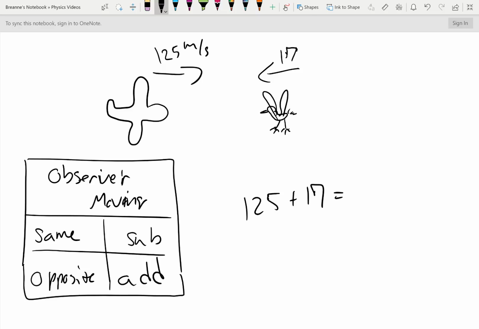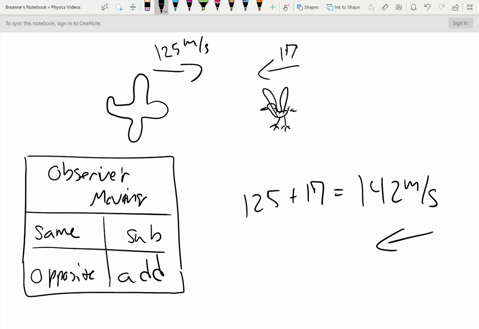So it'd be 120 plus 17, and you get 142 meters per second. And our observer is the plane, so it's asking which direction the bird's going. The bird still seems like it's going that direction. You don't have to do anything funky with the direction if they're going in opposite directions. The direction stays the same, you just add.